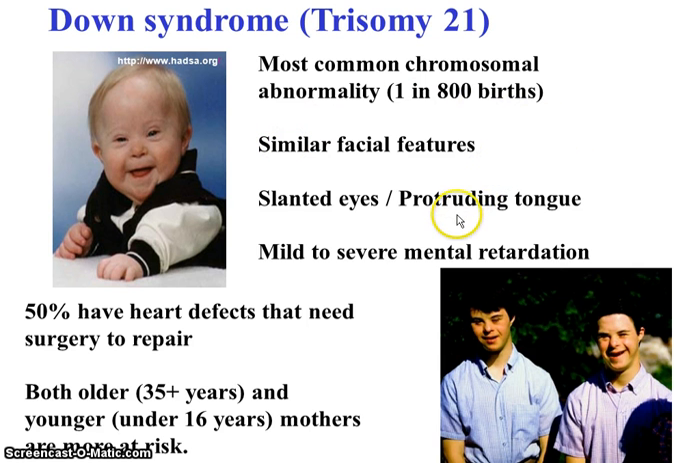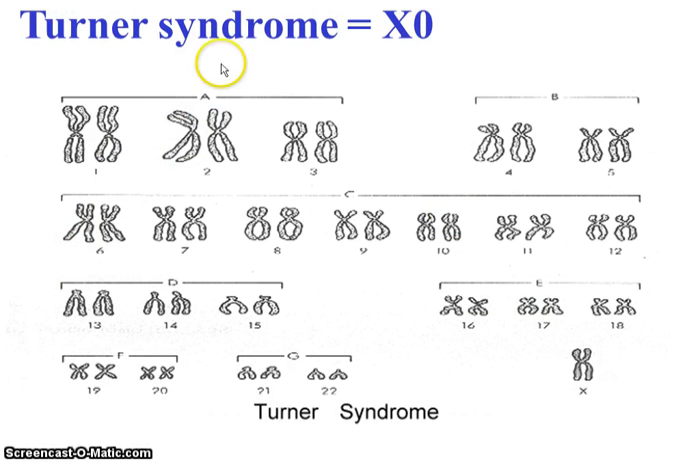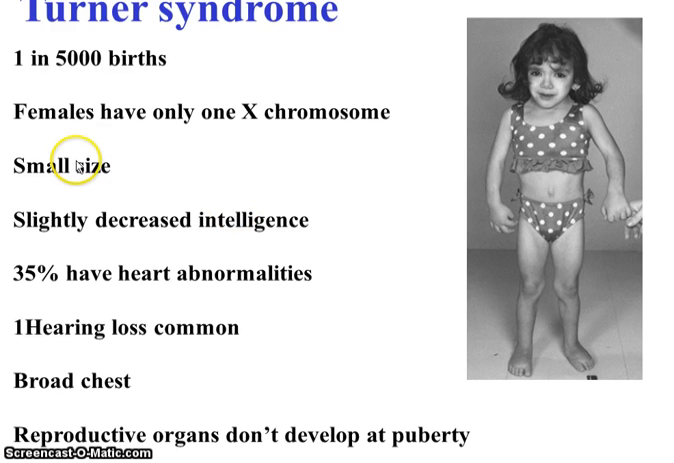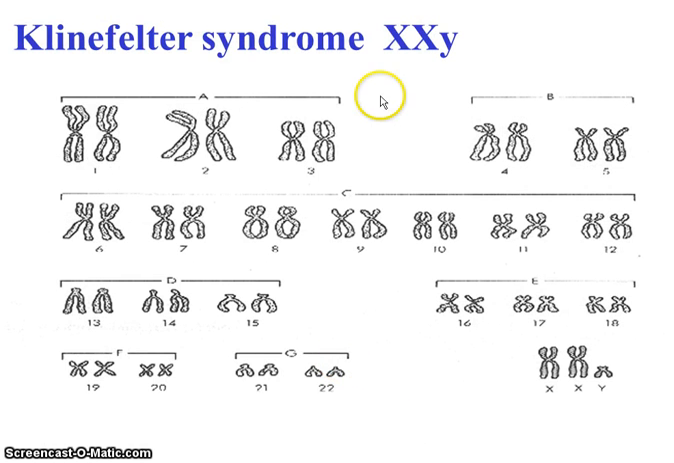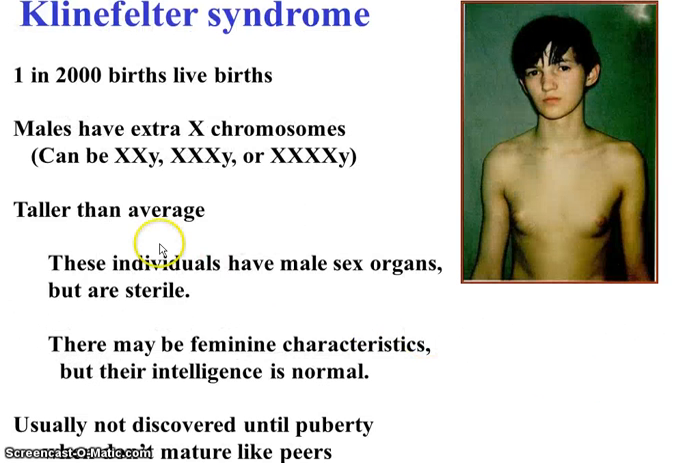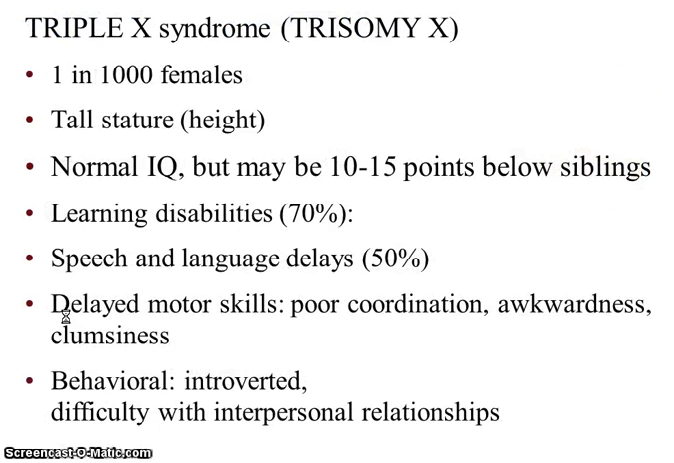And you can read the different syndromes. Turner syndrome, they only have one X chromosome. So she's female, but usually small, with hearing loss, and doesn't usually develop, so she wouldn't be able to have kids. XXY, so two X's but a Y. So it is male, and they're usually taller. They have male sex organs, but they are sterile. Again, can't have kids, and they could have some feminine characteristics. And usually it's not discovered till puberty.